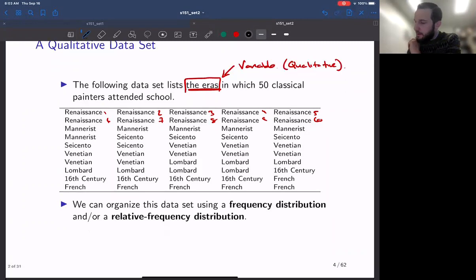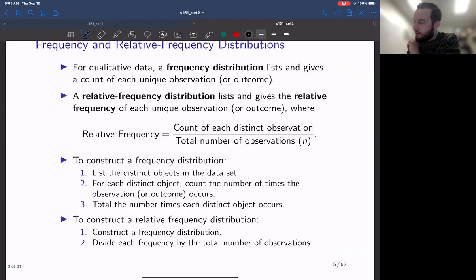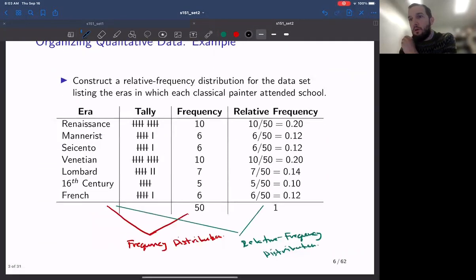Okay. Now to do this, we created what is called a frequency or a relative frequency distribution. The frequency distribution is essentially just a list that gives you the number of times each of the different outcomes occurred. The relative frequency is a similar idea, except it gives you the proportion of times each of the different outcomes occurred.